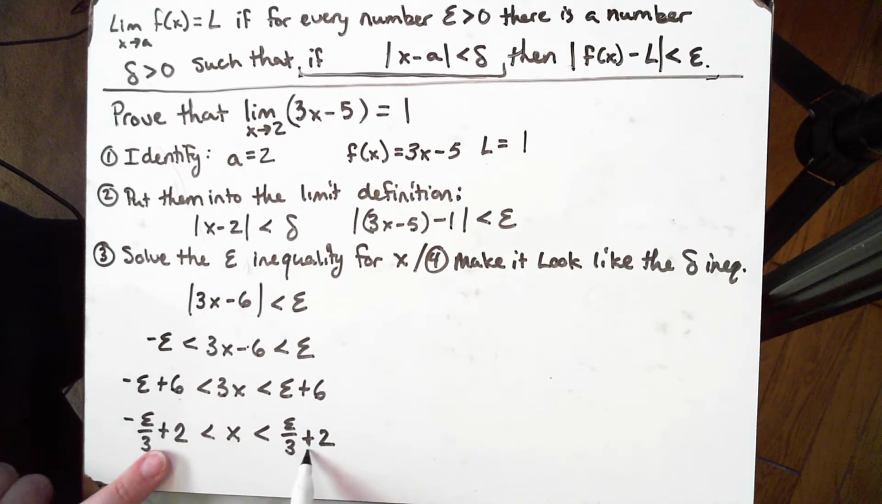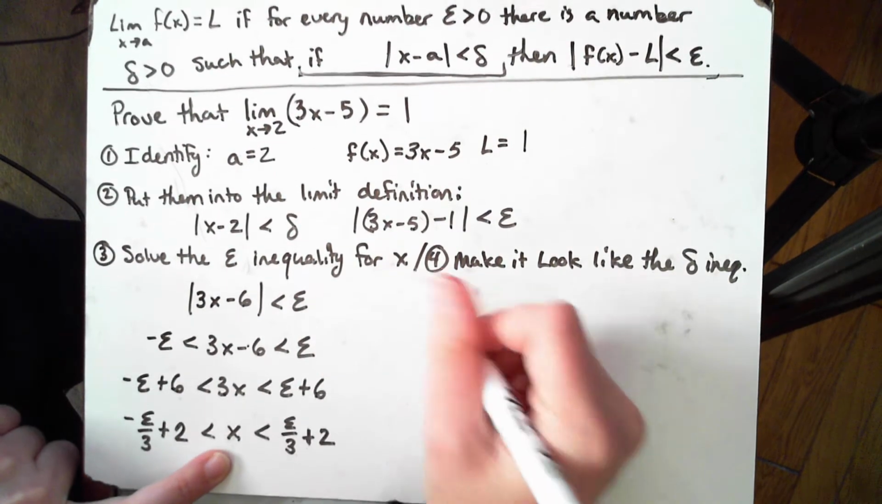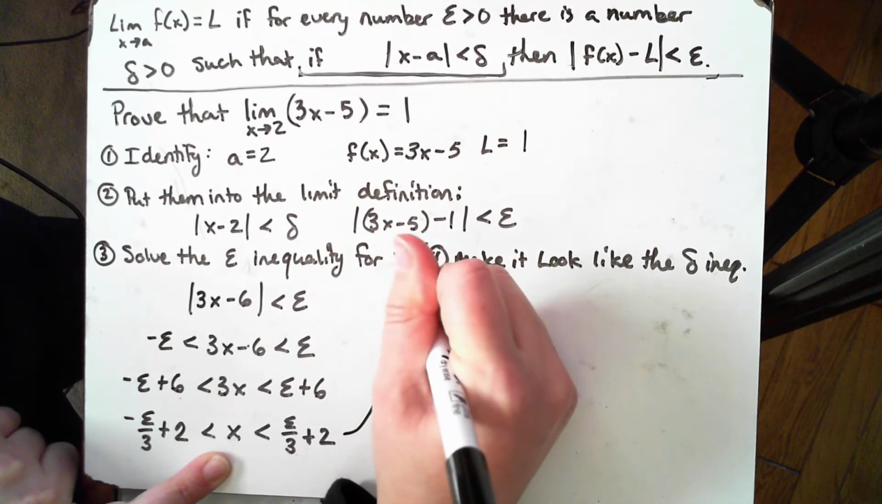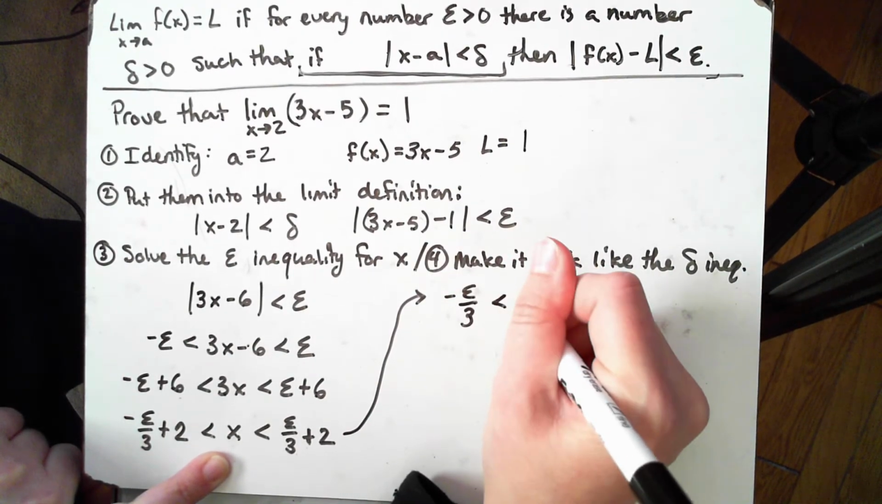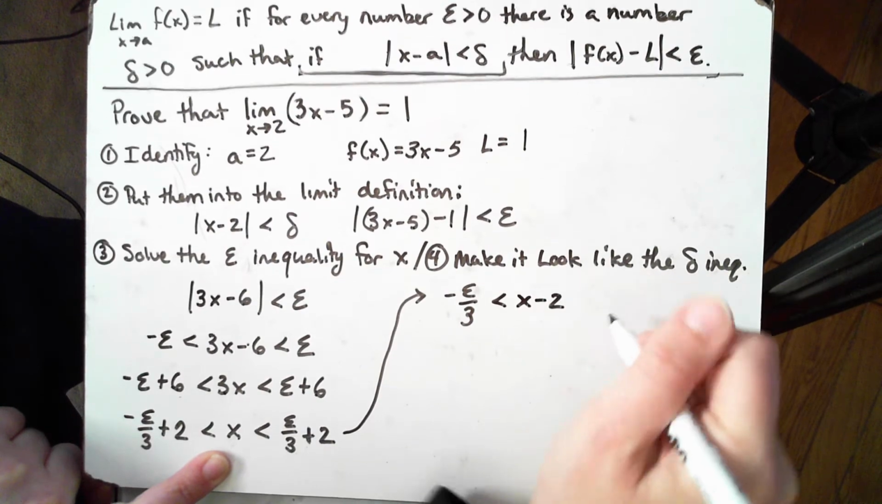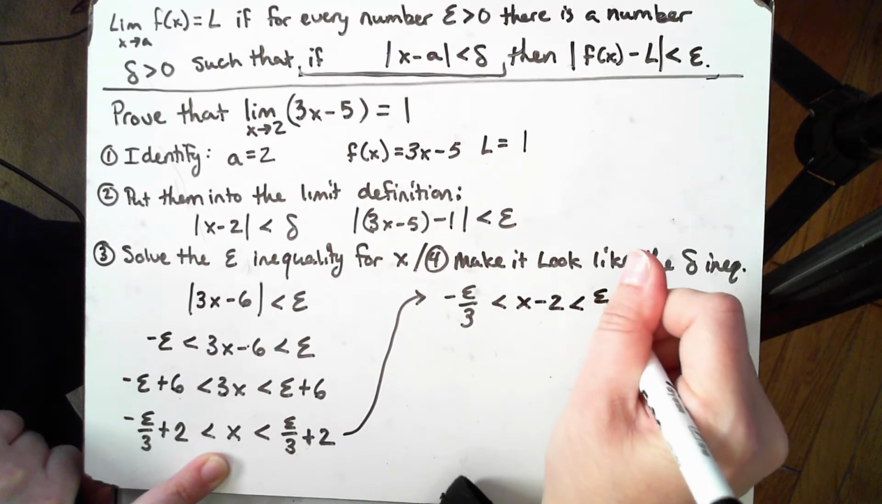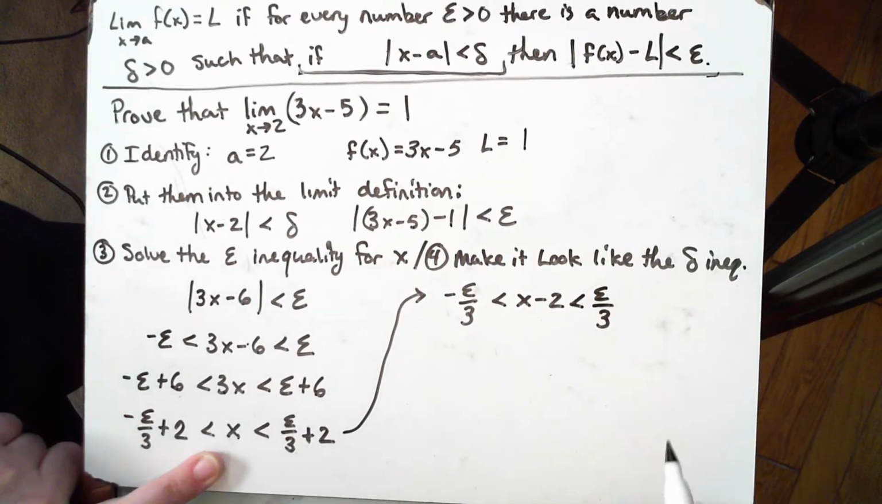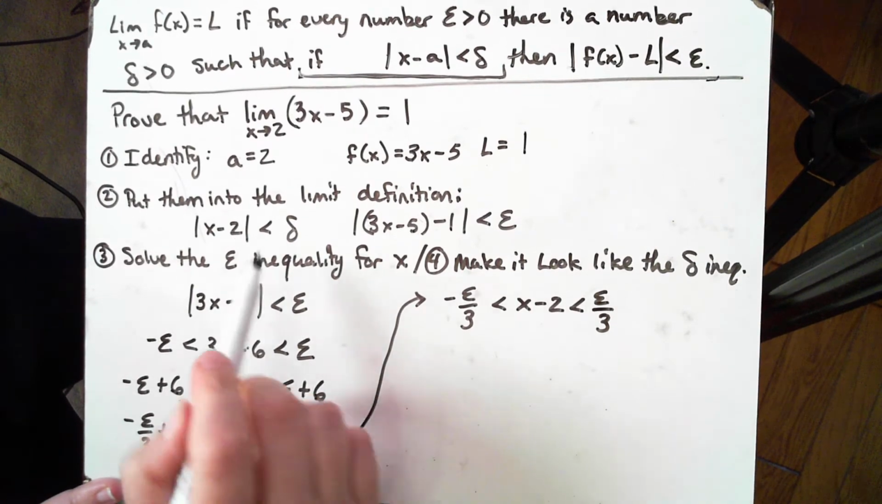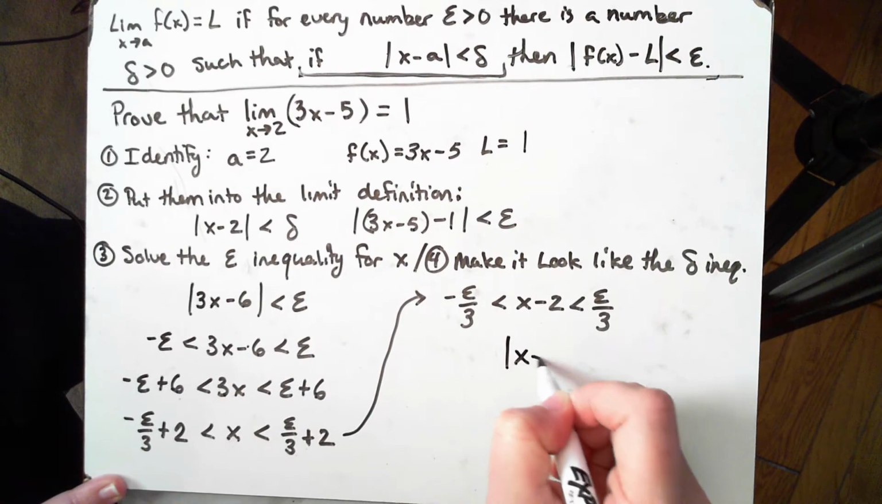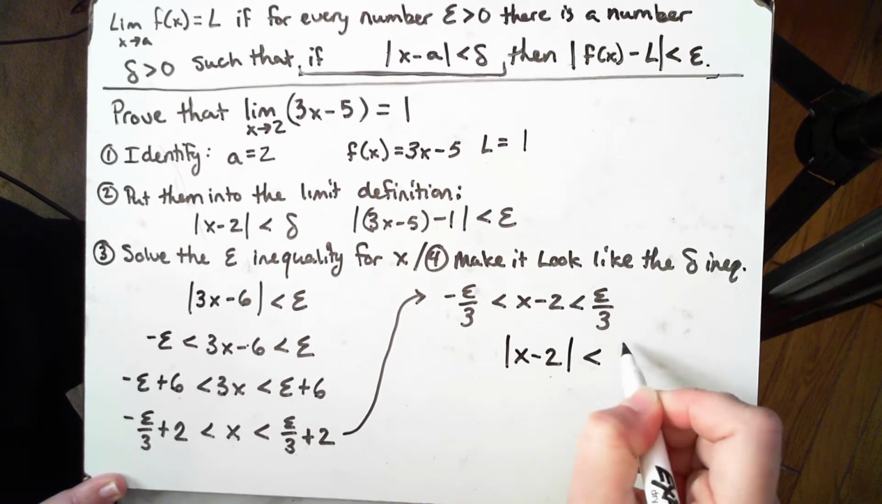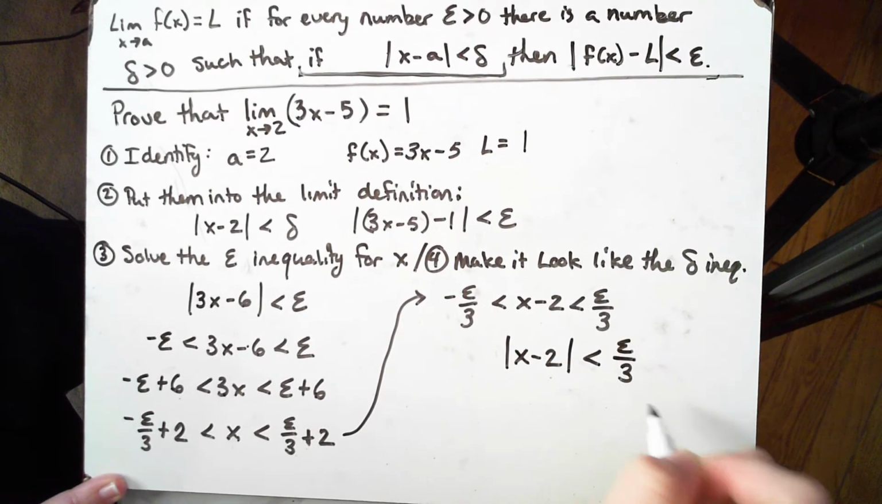So you'll notice if I subtract 2 in all of these spots, I will have x minus 2. So I'll end up with negative epsilon over 3 is less than x minus 2, which is less than epsilon over 3. Now it's almost there, but I need the absolute values back. So it's going to be the absolute value of x minus 2 is less than epsilon over 3.